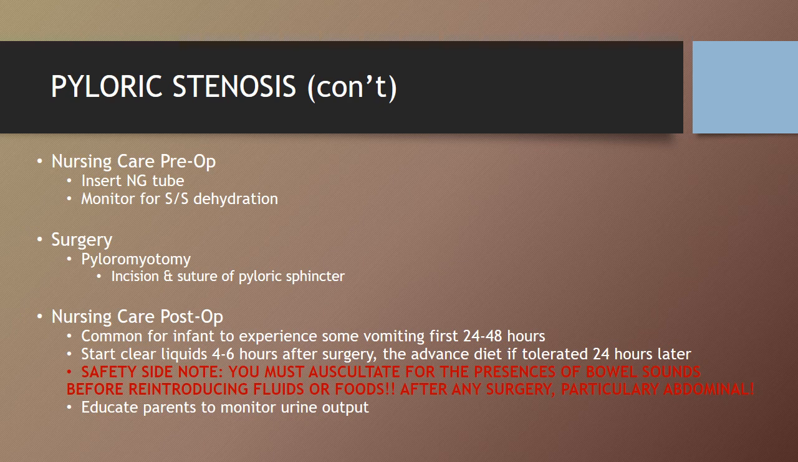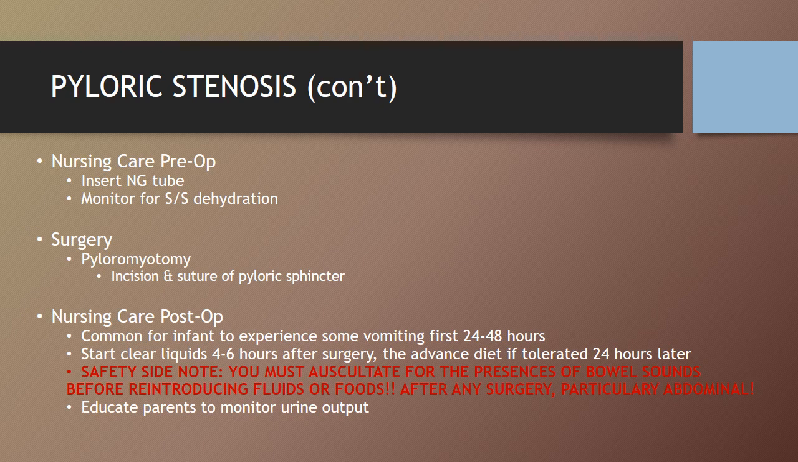They're going to start clear liquids about 4 to 6 hours after surgery, and 24 hours after the surgery, if they're tolerating those clear liquids, then they can start to slowly advance the diet to formula, breast milk, whatever it may be. And they're just going to kind of take it slow.